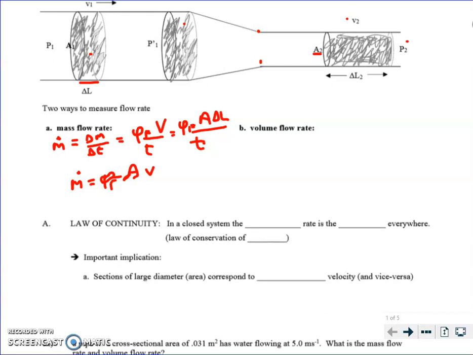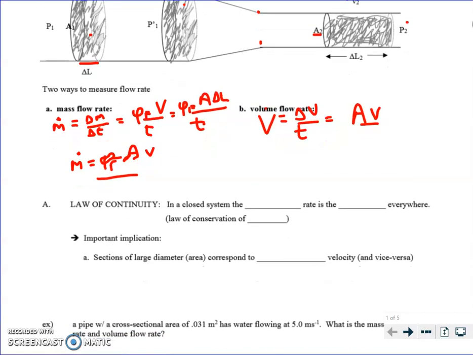Volume flow rate follows by the same example. By definition, I'll call that a big V dot. That's the rate of change of volume. Well, if volume and mass are related by density, and density is mass divided by volume, it would follow that the volume flow rate is nothing more than mass flow rate with the density taken out. In other words, volume flow rate is the cross-sectional area times the velocity. That's really convenient to know, especially volume flow rate, because we usually focus on that a little bit more than the mass flow rate.